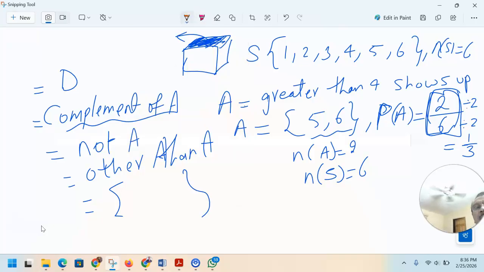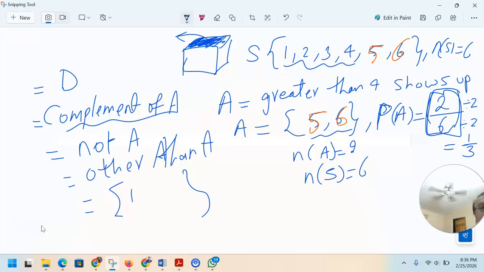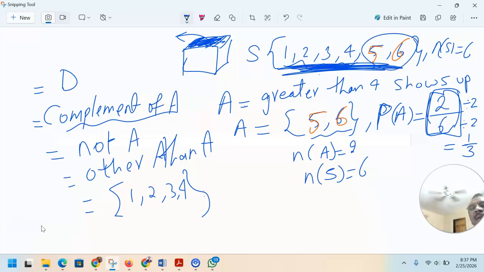Now, other than A basically means, A has 5 and 6, so which are the numbers other than 5 and 6? You can see the blue ones. The blue ones are other than 5 and 6, so it is 1, 2, 3, and 4. That's all complement means, just picking from the sample space the other numbers than whatever is there. Another way to write this, I call it D, or you can say complement of A. It's the same thing.